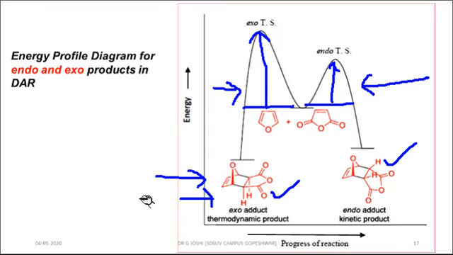endo rule. With this discussion, we'll end this session. In the coming session, we will discuss the regioselectivity in Diels-Alder reactions. It is again an important part of the Diels-Alder reaction.